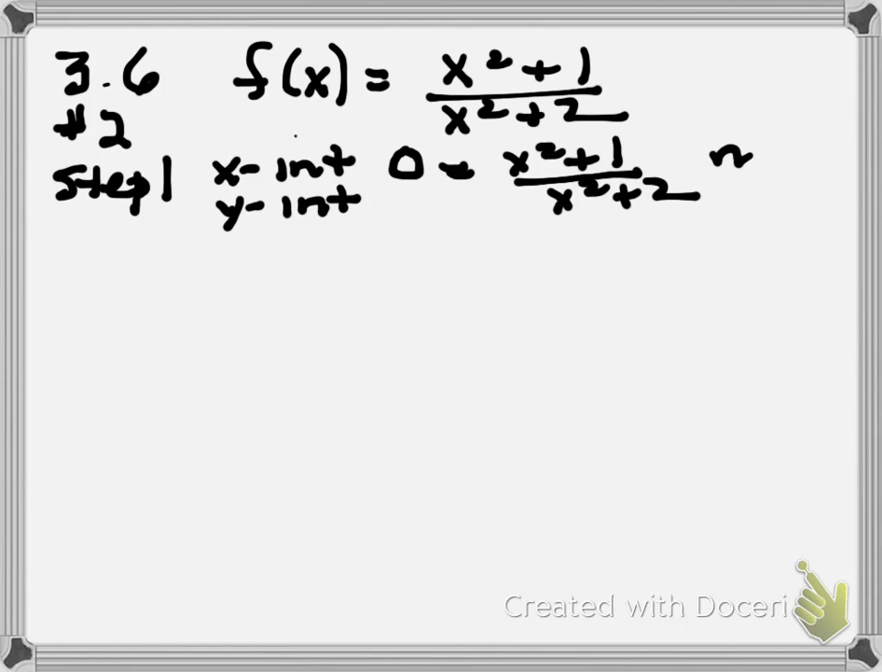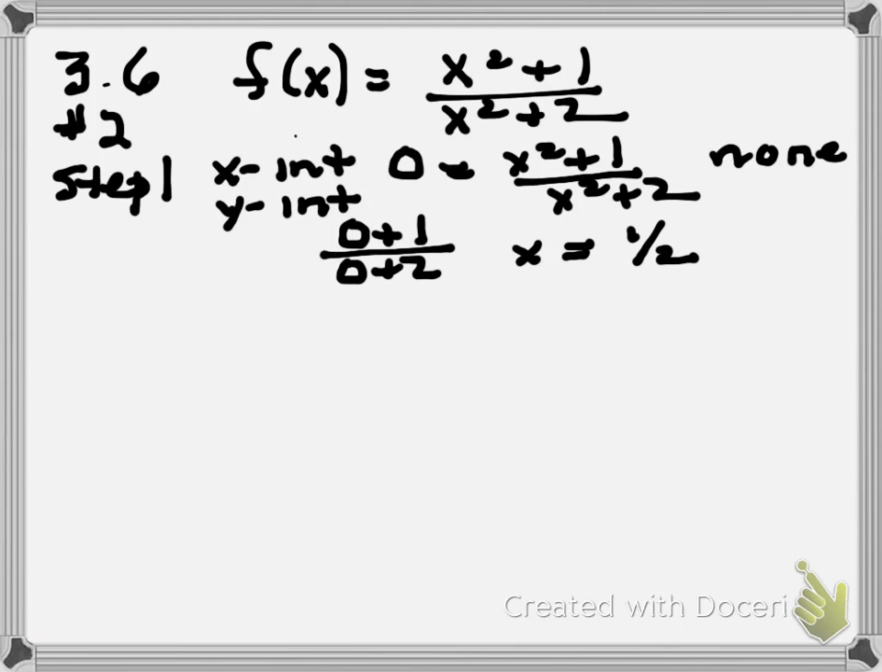So there is none. Then when we take the y-intercept, we let x be equal to 0. So we have (0 plus 1) over (0 plus 2). So we're getting a y-intercept of 1/2.